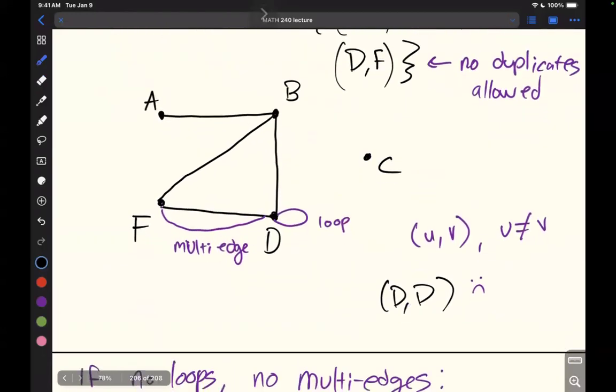So let's go back up here. Okay, I'm going to leave the purple in here for the notes, but let's pretend that they're not part of the graph. So are A and B adjacent? Yes. Are A and D adjacent? No. Are F and B adjacent? Are F and A adjacent? Right, great, you got it.